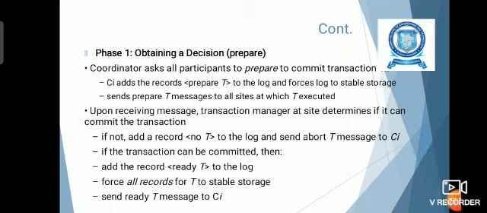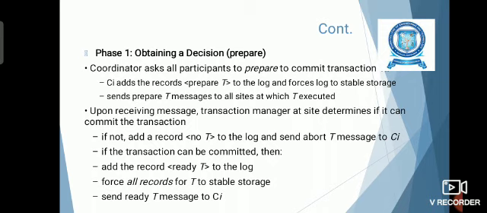So in the two-phase commit protocol, now we are going to see the operations that happen in phase 1 and phase 2 of the protocol operation. Phase 1 is called the obtaining a decision step. In phase 1, a decision will be taken by the modules. This is also called the prepare step. So in phase 1, the coordinator will ask all the participants to prepare to commit the transaction. The coordinator CA adds a record, a message prepare T, to the log and forces the log to stable storage, and it will send the prepare T message to all the sites at which T is executed.